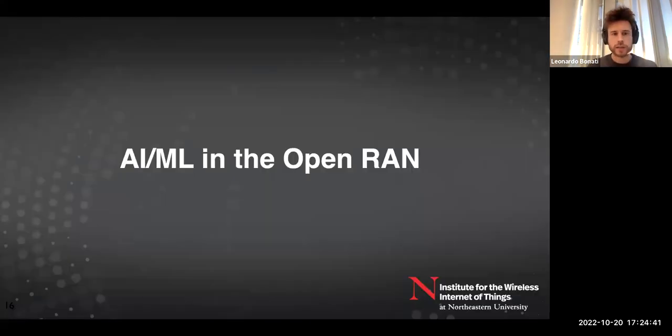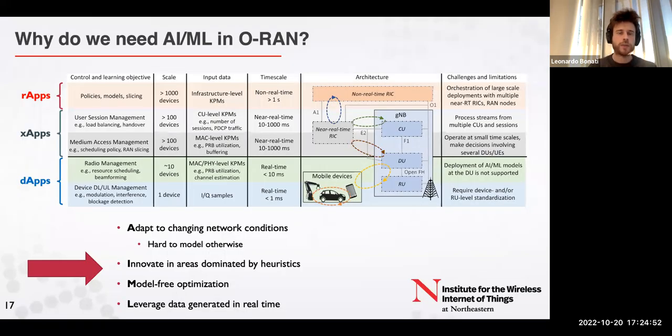So that said, this was for the interfaces, but now let's talk a bit about the artificial intelligence and machine learning operations in the Open RAN. So first of all, why do we need this kind of operations and functionalities? Why do we need the artificial intelligence and machine learning operations in the Open RAN?